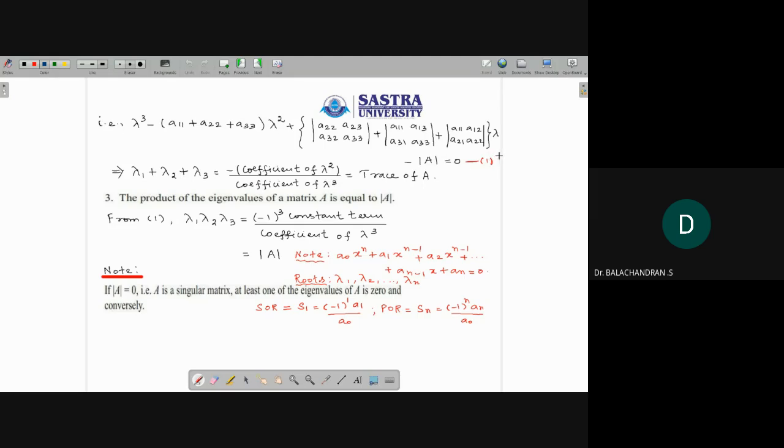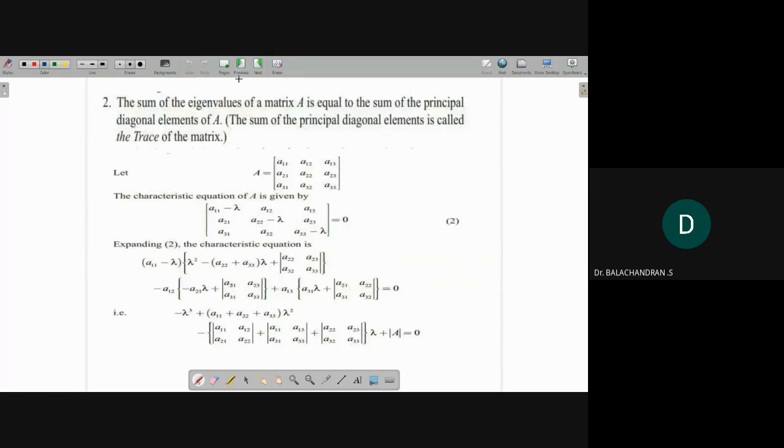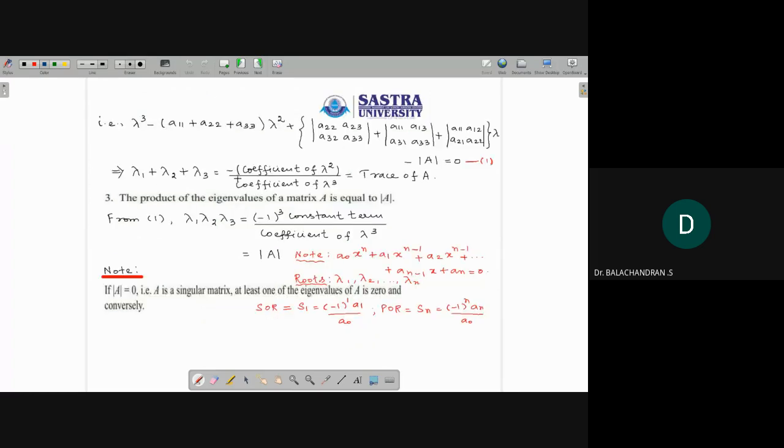Now the sum of the roots and product of the roots. Again, I'll go to the theory of equations. The sum of the roots, lambda 1, lambda 2, lambda 3, is the sum of the eigenvalues. It is equal to minus the coefficient of lambda square, if it is lambda cube. If it is lambda power 4, then you should write minus the coefficient of lambda cube. I think you may have studied this.